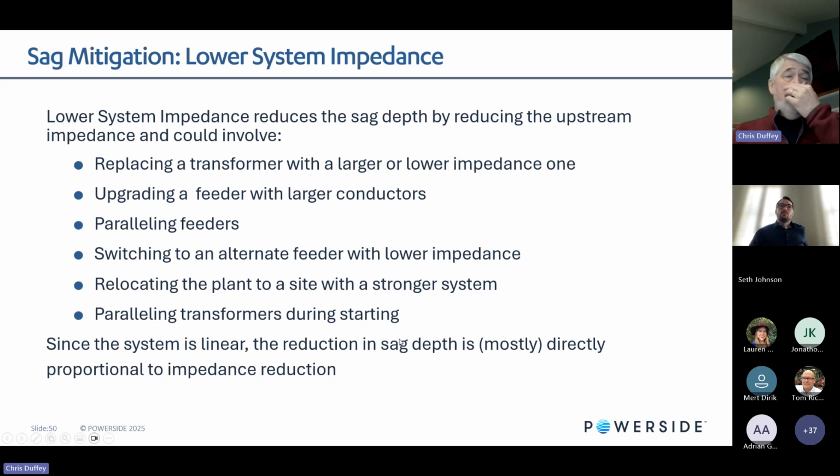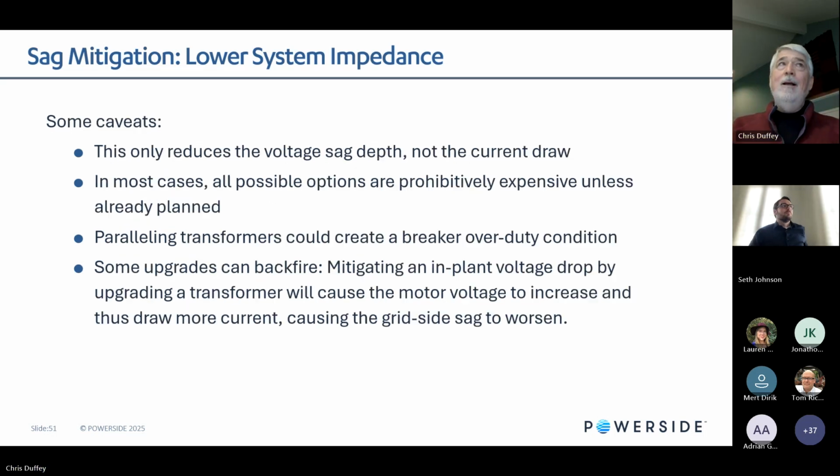Paralleling transformers during starting. Maybe you have two transformers, you have a double-ended substation, you can tie them together to double your short circuit strength. Now, since the system is linear, the reduction in sag depth is almost directly proportional to the impedance reduction. So you get a 1-for-1 here, but it does cost a lot of money, okay? This only reduces the sag depth, not the current draw.